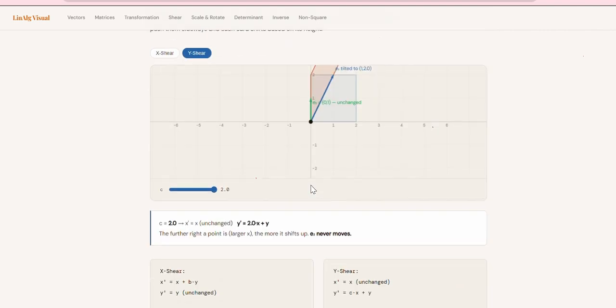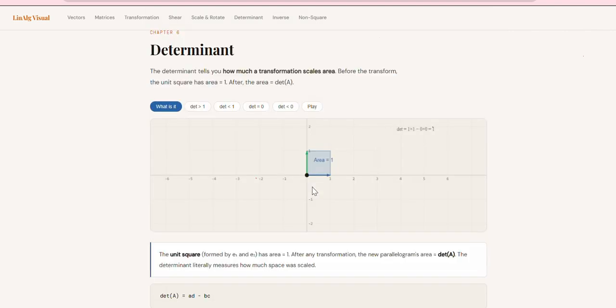What about the determinant over here? Whenever we studied determinants in our 12th book, it basically gave you the formula for how you can calculate it. But what it actually means is that the determinant tells you how much the transformation scales area. So when we have these basis vectors, the area of the square over here is unit 1.